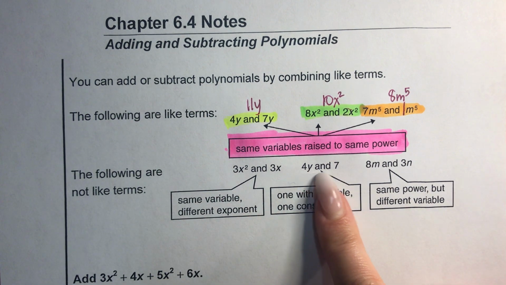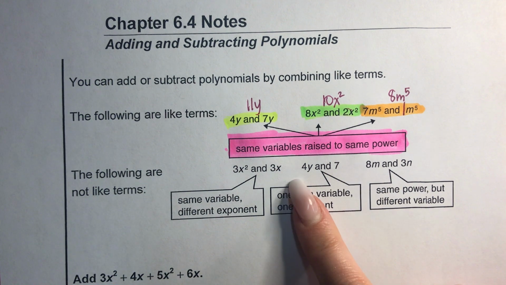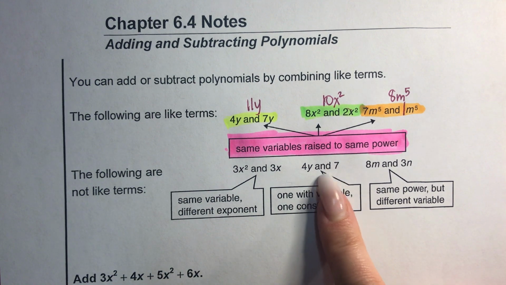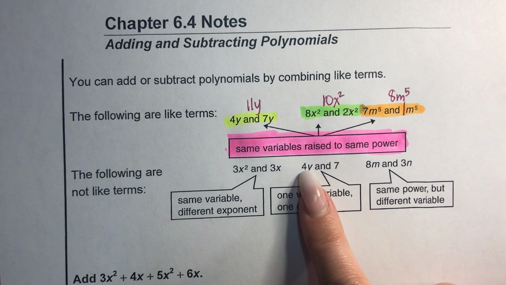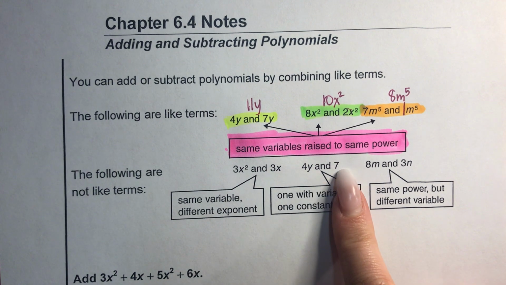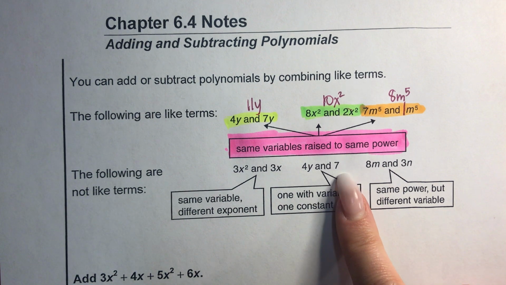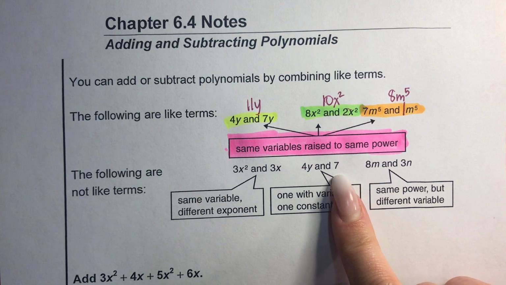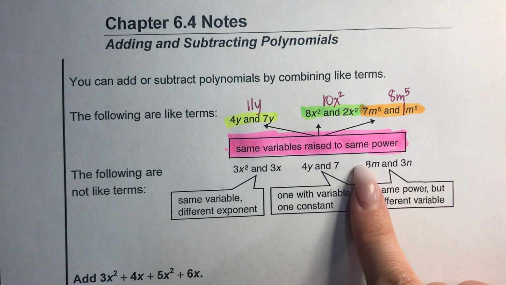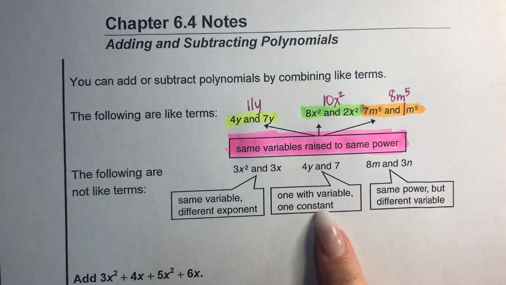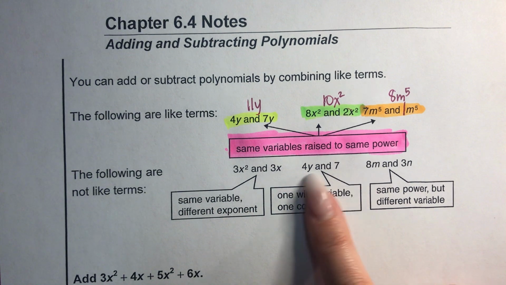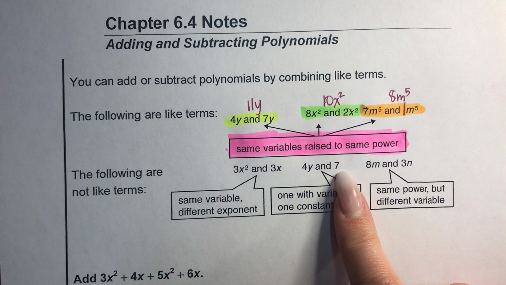What about this one? 4y and 7. These are not like terms. Now, why are they not like terms? Well, this one has a variable, and this one does not have a variable. This is just a number. It's a constant, right? Remember that word constant? That's for just a regular number. They use that word constant. So we have one with a variable and one constant. So they're not like terms, so you cannot combine them. It would just be 4y, and 7.